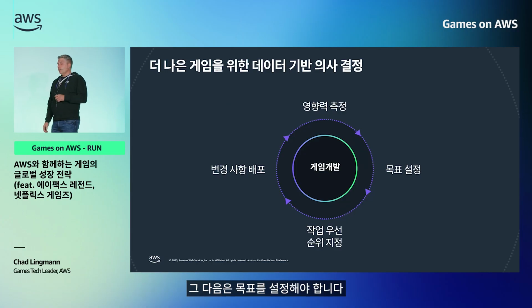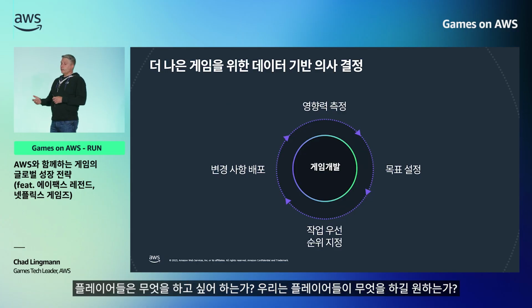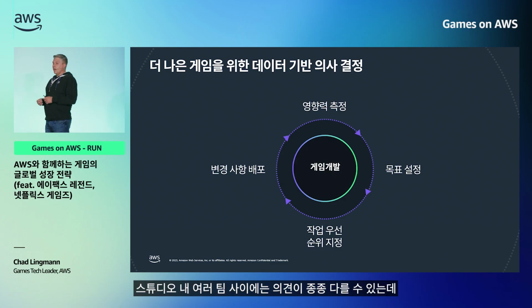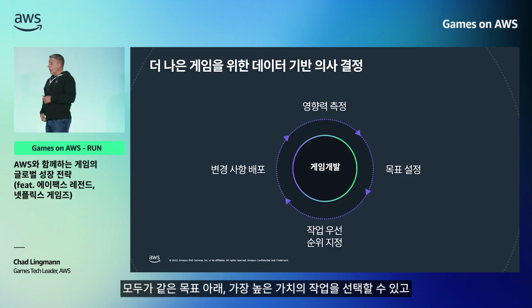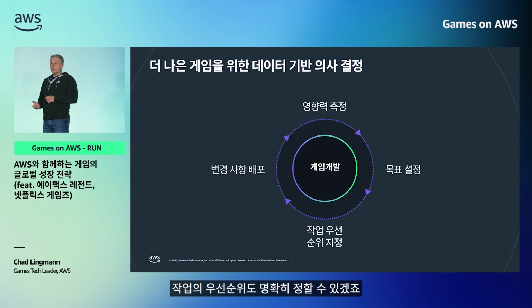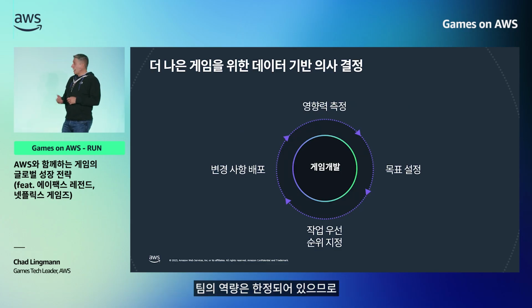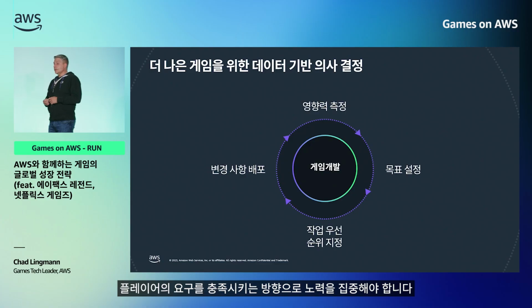And then we want to set some goals. What do our players want to do? What do we want our players to do? There's often a lot of opinion between teams in a studio, but with real data, everyone can make an informed decision and align on the highest value goals. This allows us to then prioritize our work. Team capacity is finite, and directing efforts to the most efficient goals to meet players' needs hinges on accurate predictions of any given project's impact.